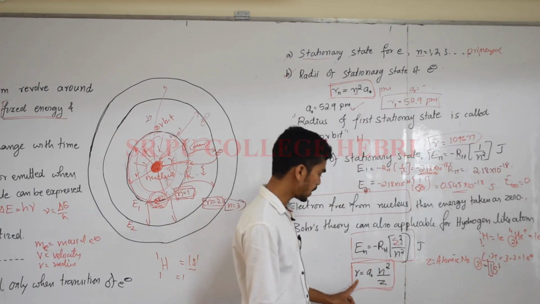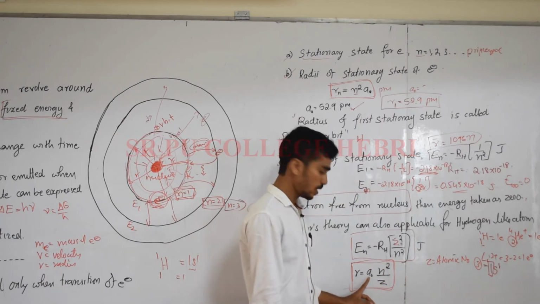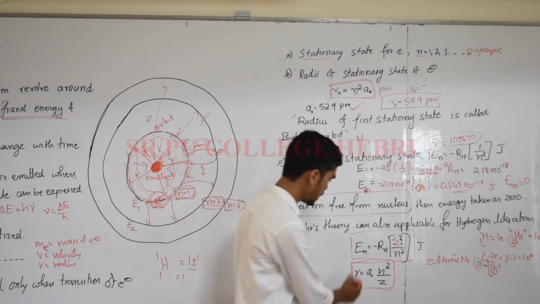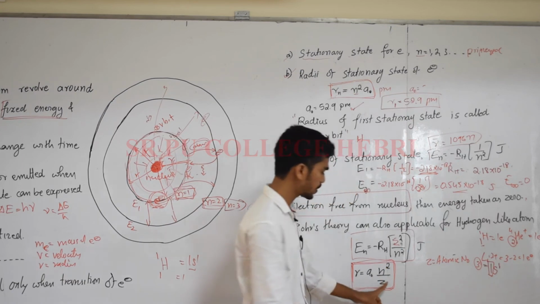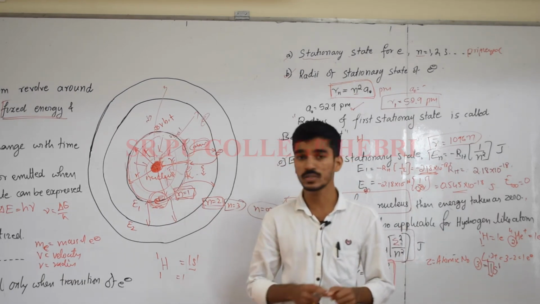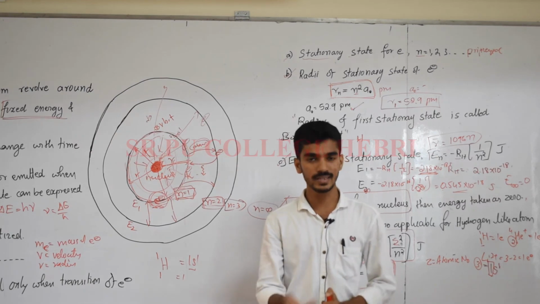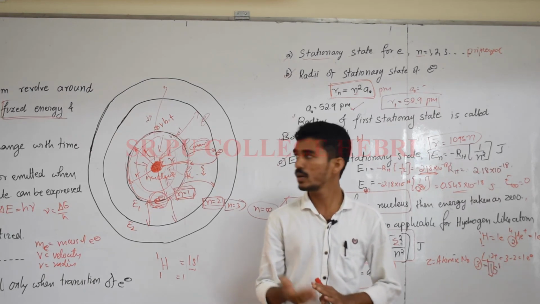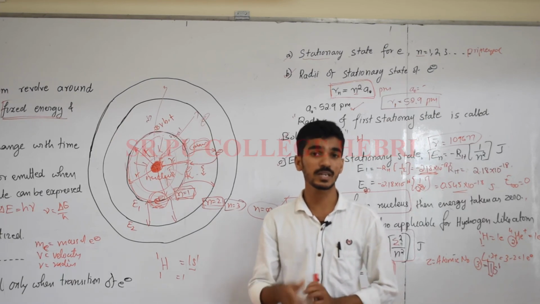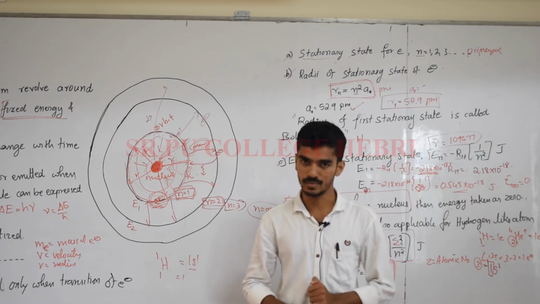That's why we modify the equation. What is that? R equal to a naught n square by Z. This is the formula. Here also Z is the atomic number. I hope you understood this concept, which is very important. In the next class we will discuss some drawbacks present in Bohr's atomic model, as well as the line spectrum of the hydrogen atom. Okay, thank you.